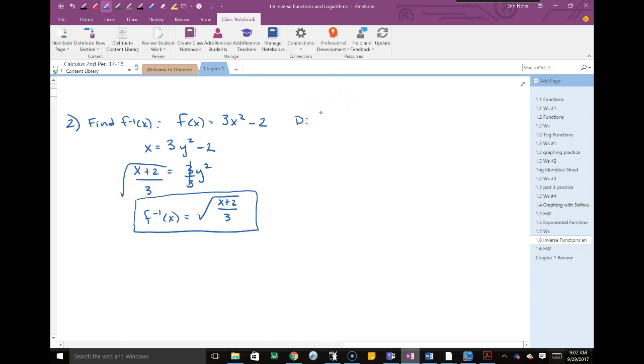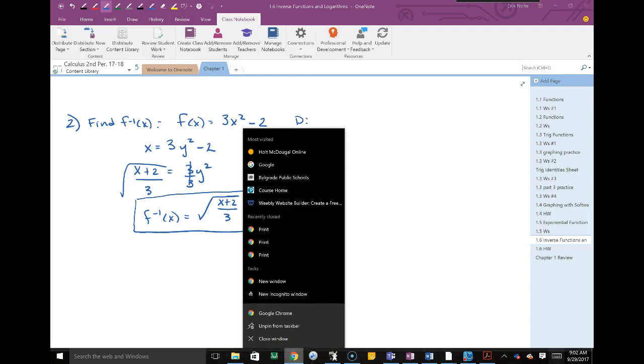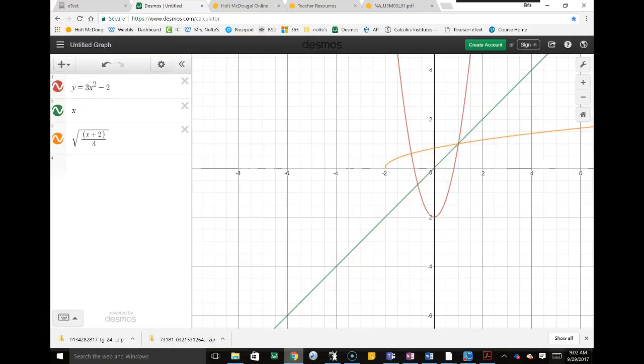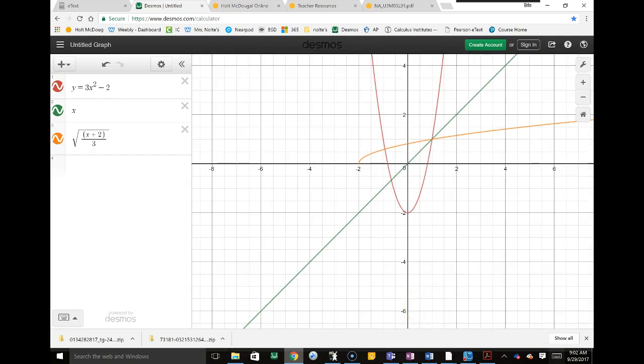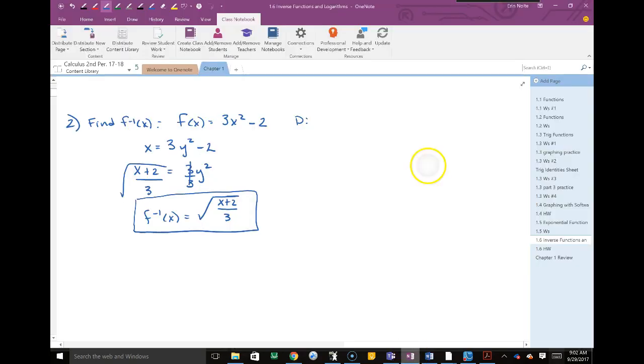Less than or equal to 0? You guys are close. Greater than, because we would have this right-hand side. So if I restrict it to this right-hand side, where I'm only drawing the right-hand side of that parabola, that's where x values are greater than or equal to 0. Okay, so x is greater than or equal to 0.